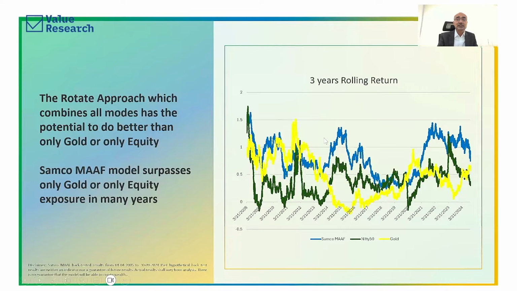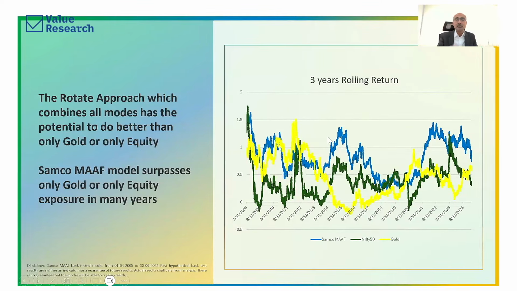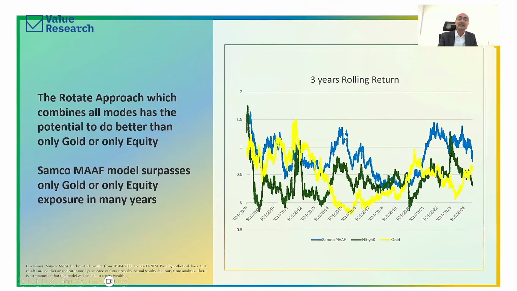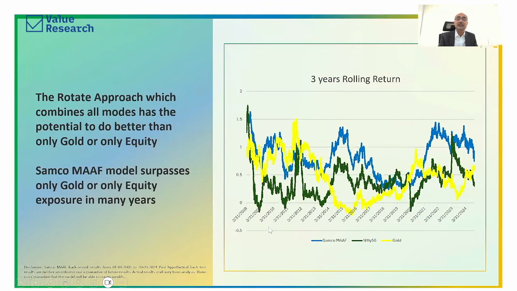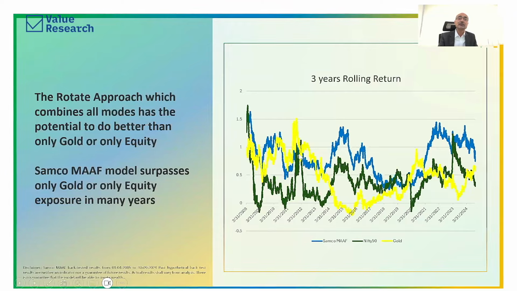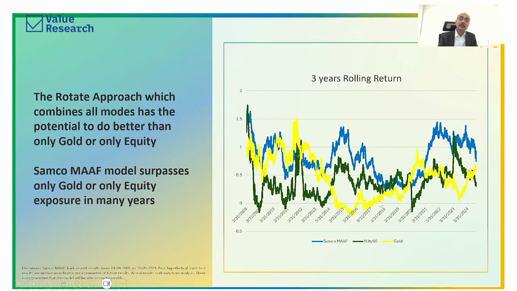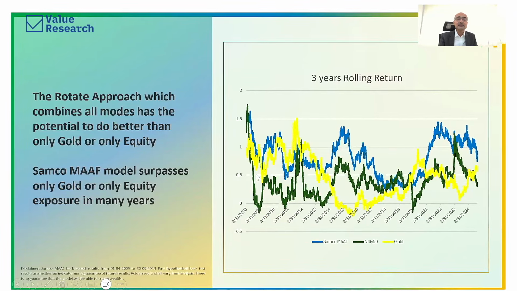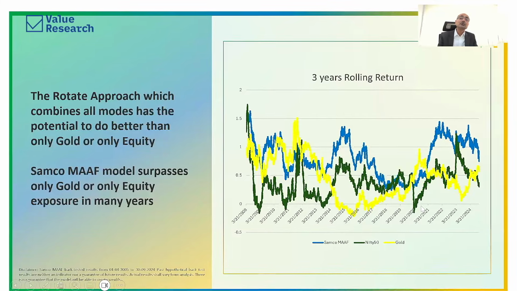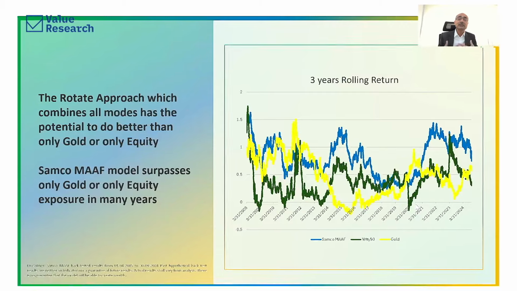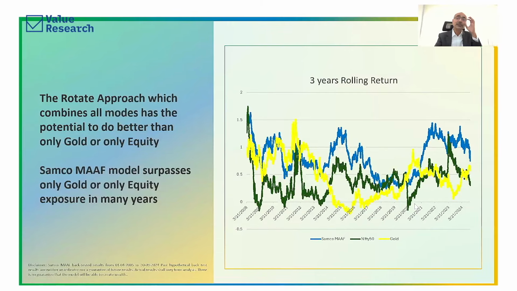So this is a 3-year rolling return profile. The blue line is the Samco Multi Asset Allocation Fund. In no 3-year rolling period has it given a negative return. If you see, gold alone has given a negative return, and Nifty 50 has also given a negative return on a 3-year rolling period. So this is how the drawdown profile is much superior, and also on the upside.